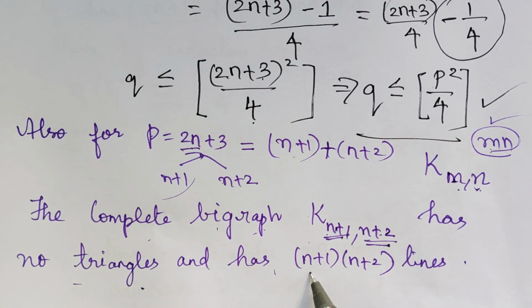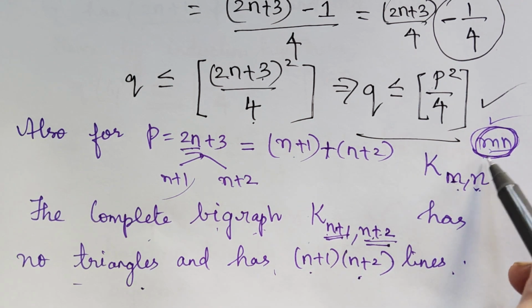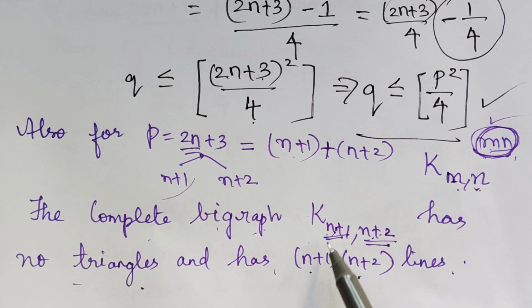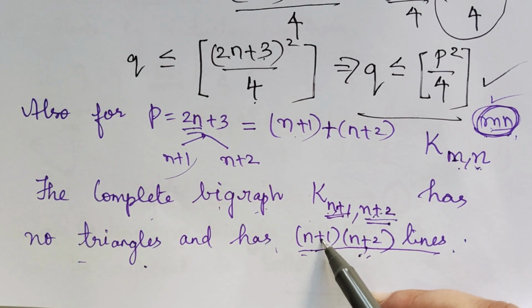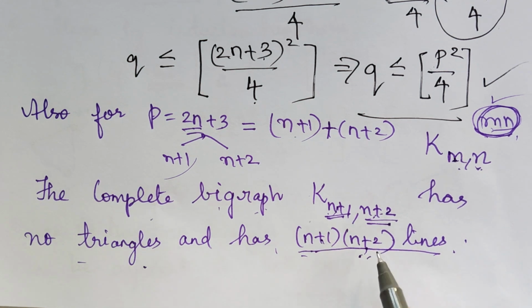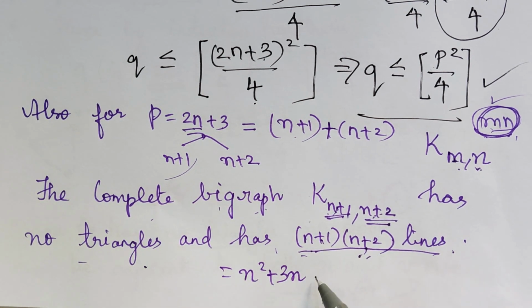And then n plus 1 multiplied with n plus 2 lines we have, because for a bipartite graph mn is the number of lines. Therefore m here is n plus 1 and n here is n plus 2. Multiplying these two, we get the number of lines. So when we multiply n plus 1 with n plus 2, what will we get? n squared plus 3n plus 2.